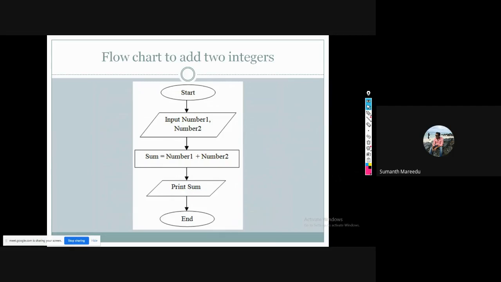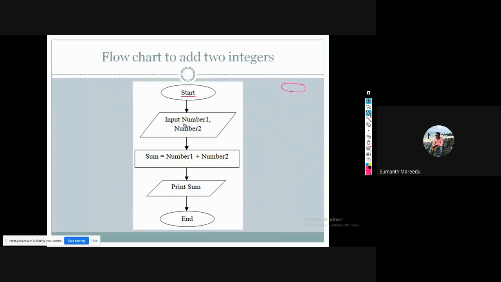Maybe the wordings may change here, but the ultimate task is the same. The steps in the algorithm I'm representing with these shapes. The first step here is start. So start can be represented with an oval or a round edged rectangle. You can use any of these two symbols for representing the start and stop of the process, the starting and ending of the process.